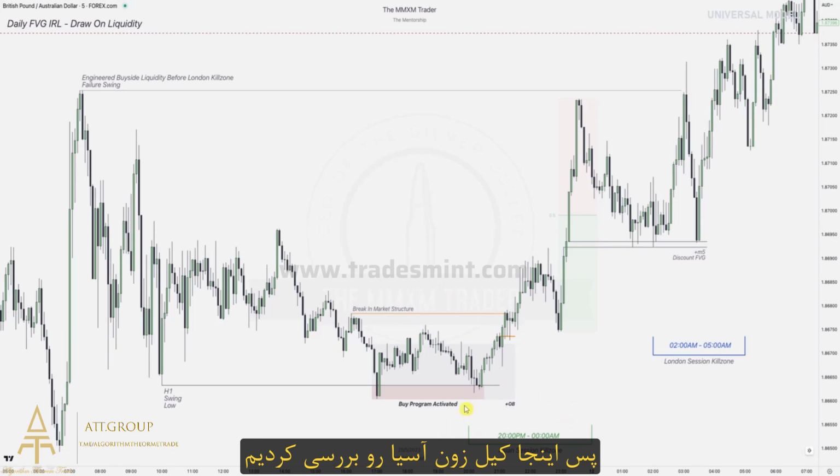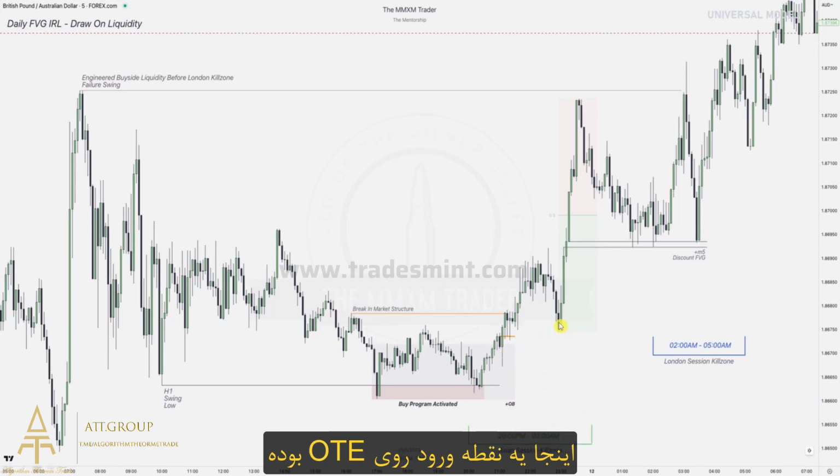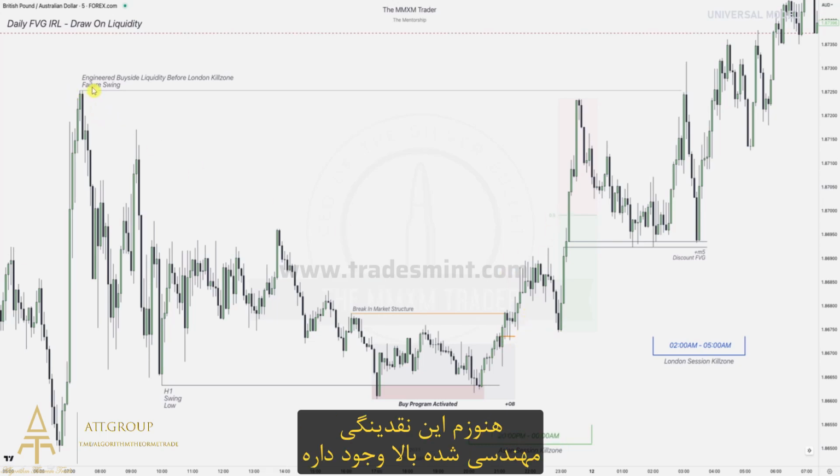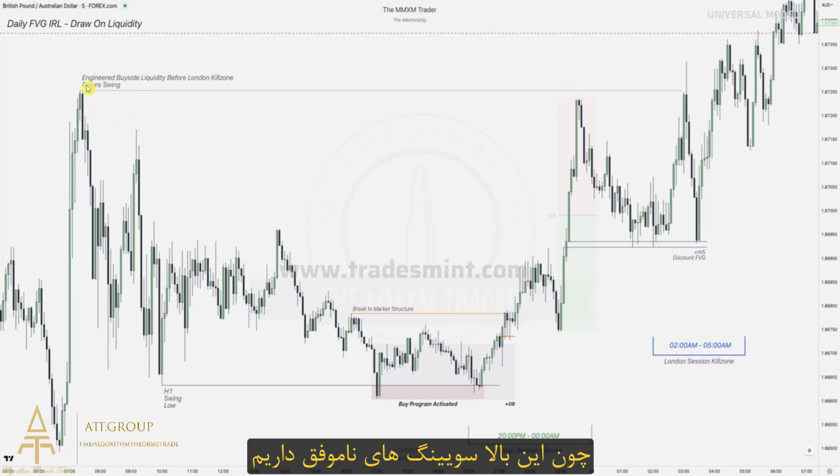So now we went over that Asian session kill zone, right? That OTE entry over here and this order block supporting price to go up higher. We still have that engineered buy side liquidity, right? Because we had that failure swing up here, right? Because this high is still not taken out. So price goes back down, back into discount, right?